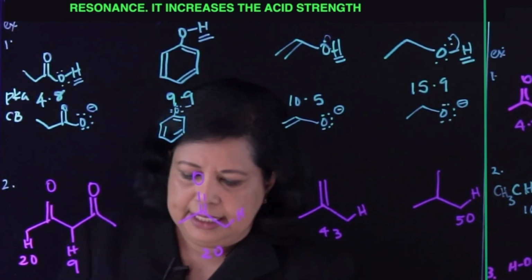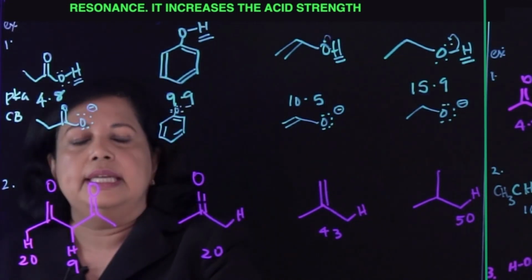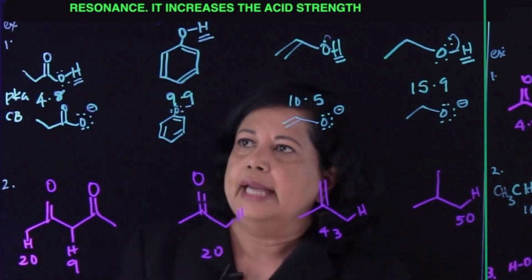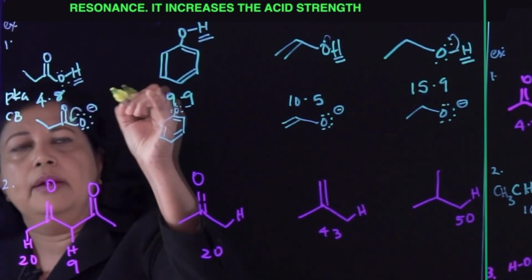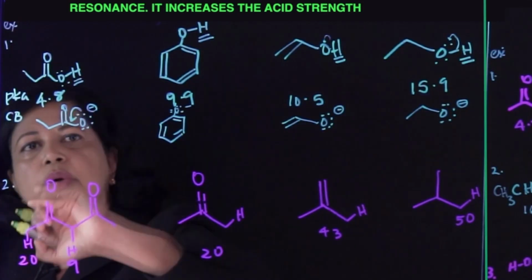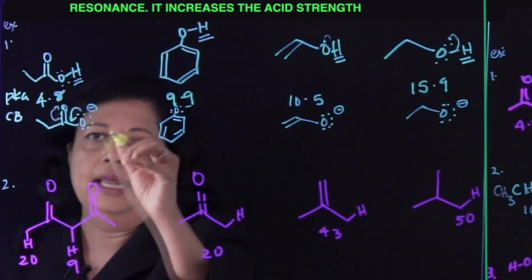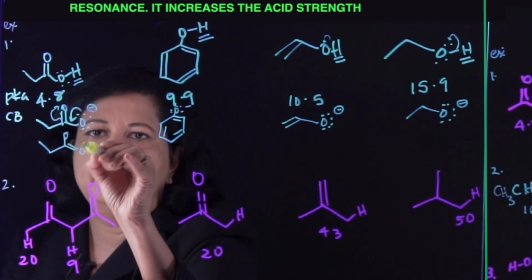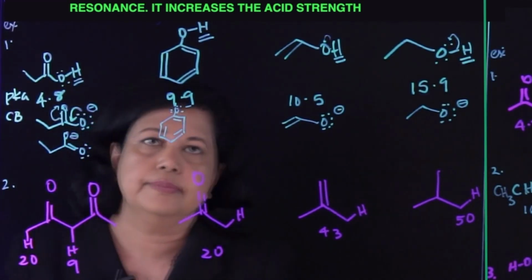Well, resonance, and we talked about resonance before, is the delocalization of electrons onto adjacent carbons that have pi orbitals or lone pair orbitals or empty orbitals. So here, this can go over here, but it's got to chase this out, so you can have an O minus and a double bond here.